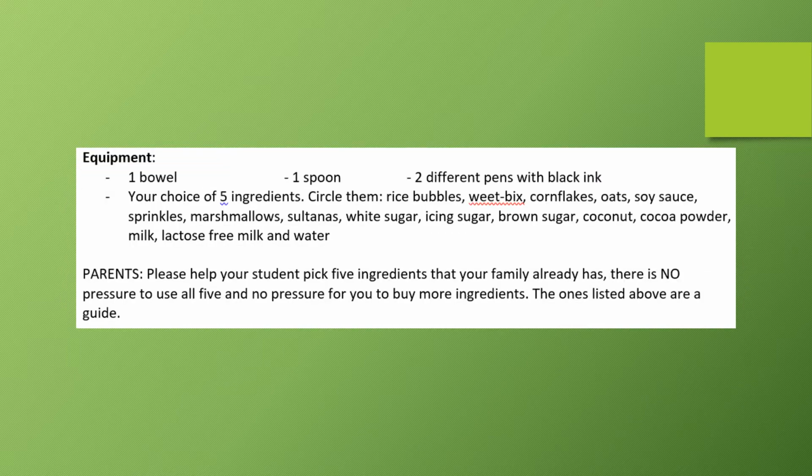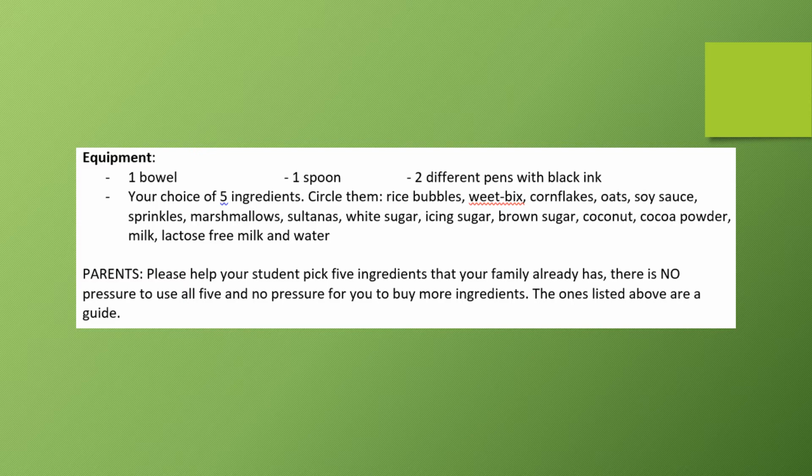The equipment that you might use at home is a bowl, a spoon. Don't worry about the two different pens with black ink. I don't know how that got in there. That was my mistake. And a choice of 5 ingredients. You can circle them on your task sheet. You might like to use rice bubbles, wheat bix, cornflakes, oats, soy sauce, sprinkles, marshmallows, sultanas, white sugar, icing sugar, brown sugar, coconut, cocoa powder, milk, lactose-free milk, or water.